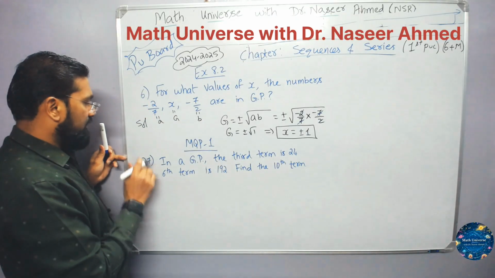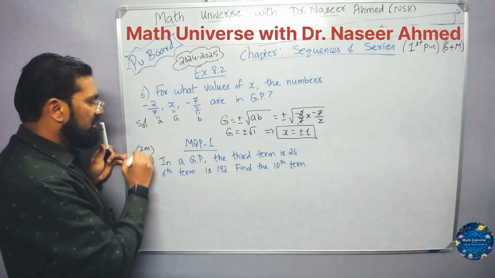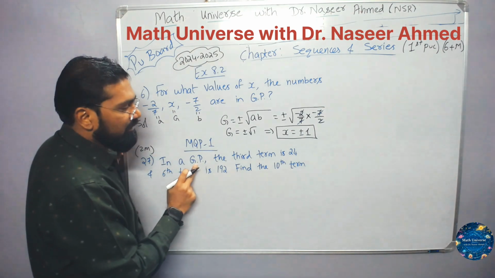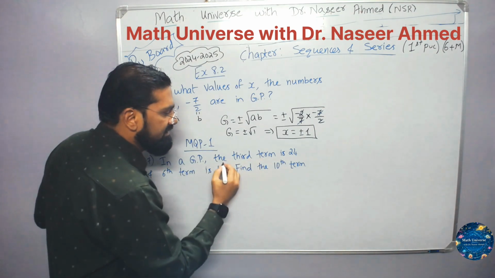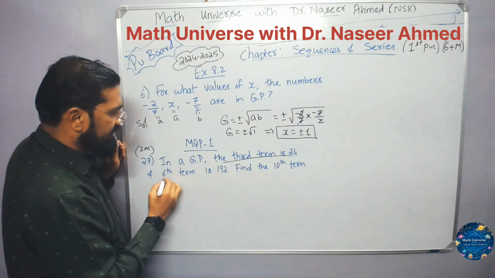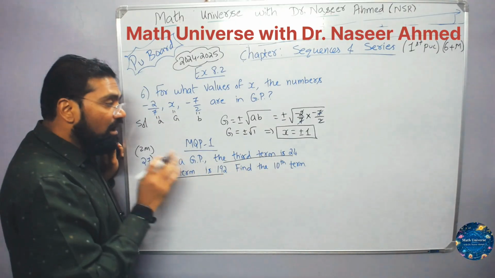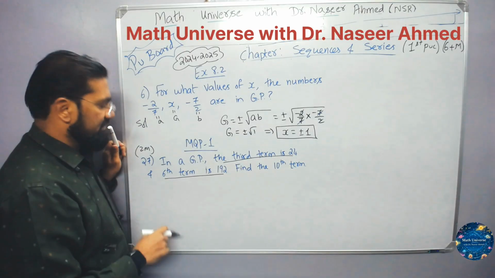Question number 27. It's a 2-marker question. The question says, from model question paper number 1, in a GP, nothing but geometric progression, the third term is 24 and the sixth term is 192. Then find the 10th term.